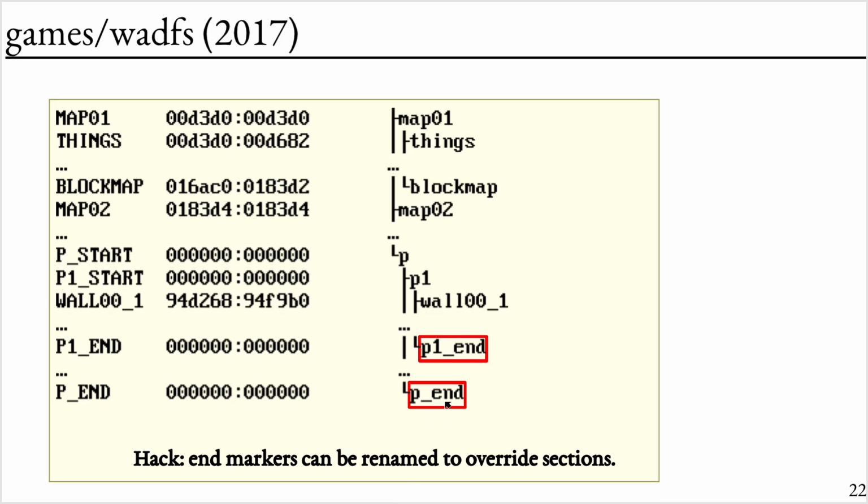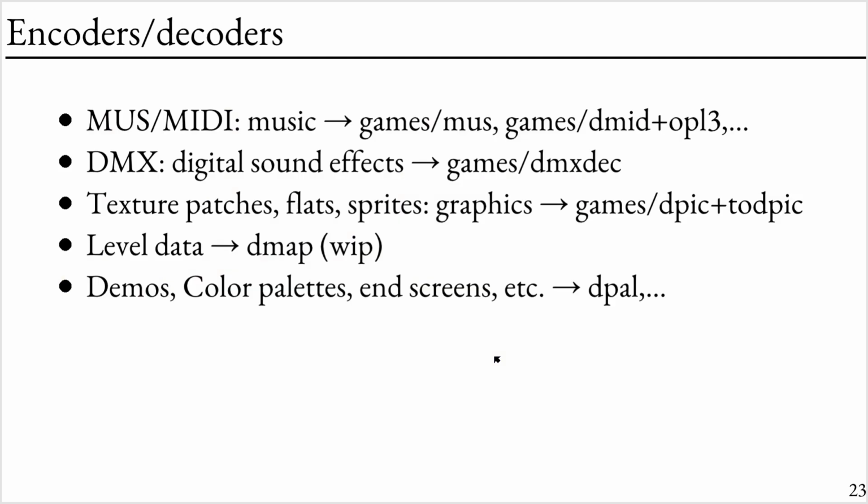So, yeah, the end marker hack is necessary because, as I'll show a bit later, we have to be able to rename these to kind of override the start and the end of a section, and this is necessary for mods. So these need to be modifiable.